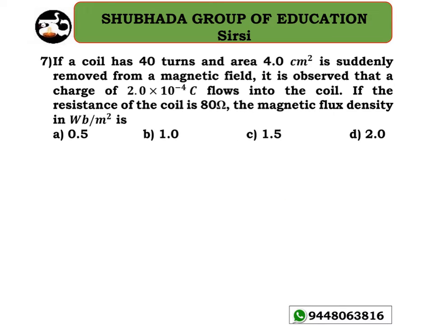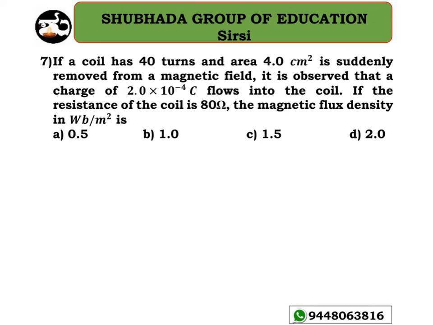The next problem is, if a coil has 400 turns and area is 4 centimeters square, and is suddenly removed from a magnetic field, it is observed that a charge of 2 into 10 to the power minus 4 coulomb flows into the coil. If the resistance of the coil is 80 ohm, the magnetic flux density in Weber per meter square is. Again, the same type of problem here as well.